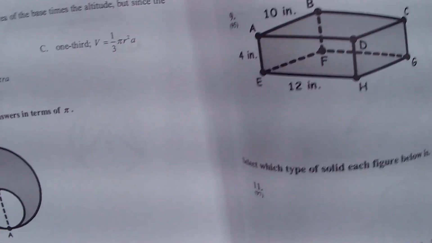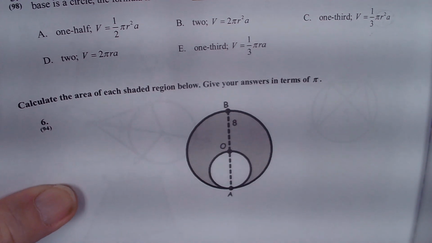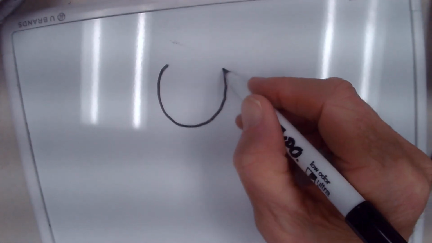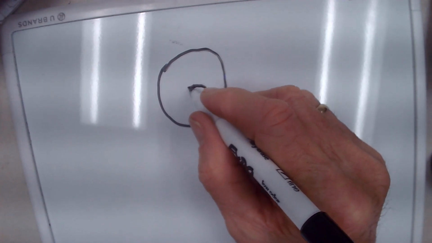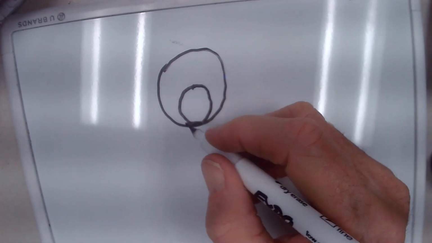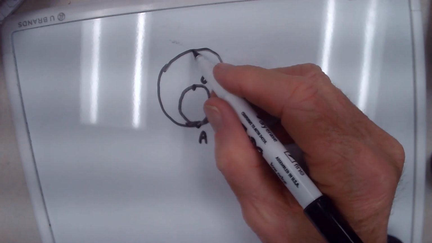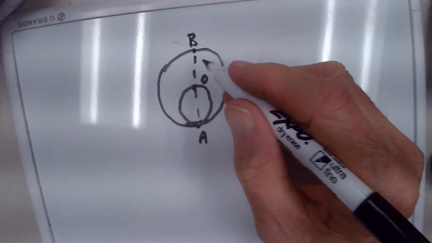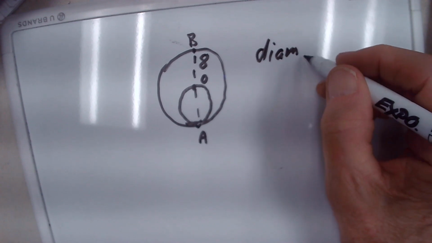Okay. Number 6. Calculate the area of each shaded region below. Give your answers in terms of pi. Okay, I don't think we need that anymore. So we've got a circle here. Right there's the center. And now we draw another little circle right there, okay? So that's O, and this is A, and this is B. All right, there's a dashed line through here in the book, okay? And that distance there is 8. So that is the diameter of the circle, right? It goes through the center.